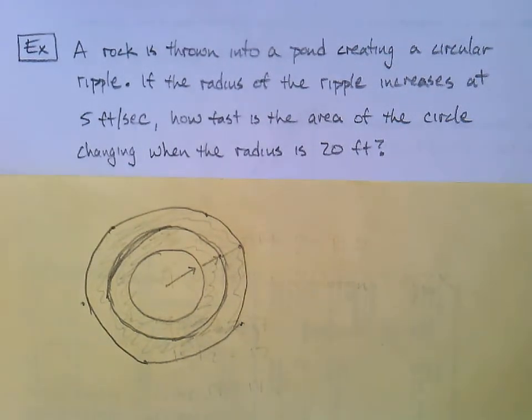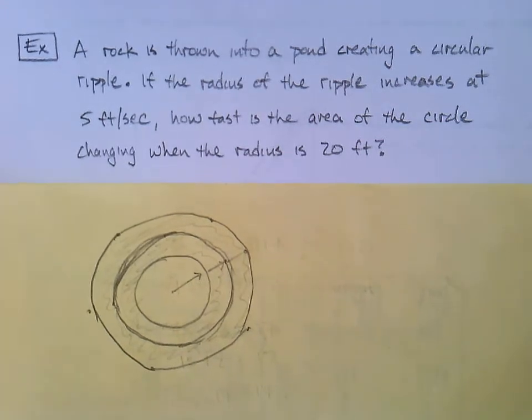So even though the radius is increasing at a constant rate, 5 feet per second, the area is actually growing faster and faster and faster. The further out it gets, the more area it attains every second, let's say. So the question is, how fast is the area of the circle changing when the radius is 20 feet? So we're thinking at exactly a 20-foot radius, how fast is the area growing?